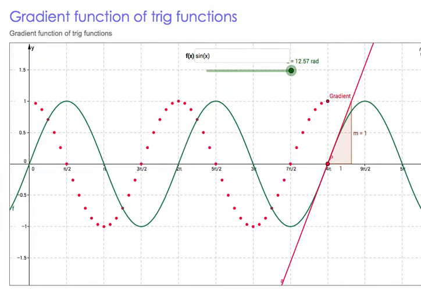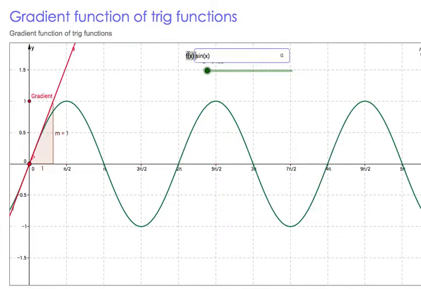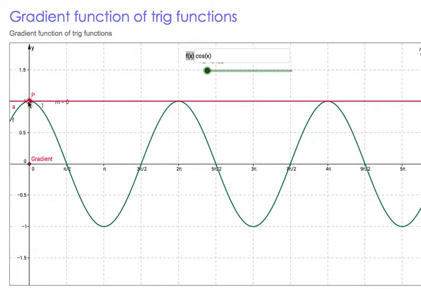Let's move on and see what the gradient function for the cosine function would be. Now here we have the cosine graph. This green function is the cosine graph. Maybe you can make some deductions about the previous derivative function based on this graph, but I'll show you anyway. Here we have the cosine function. Let's see what the derivative is going to look like.